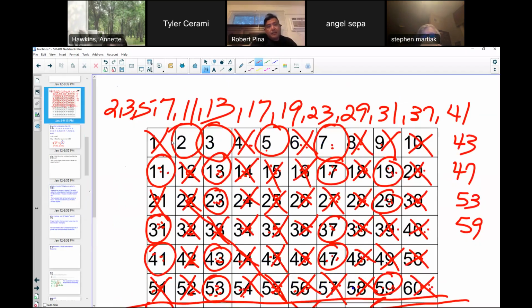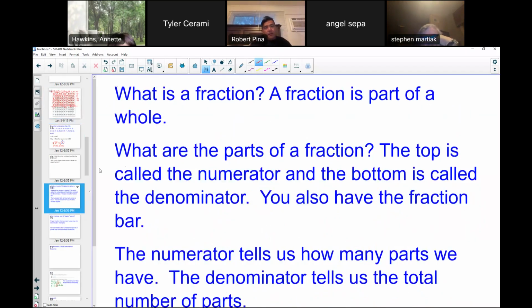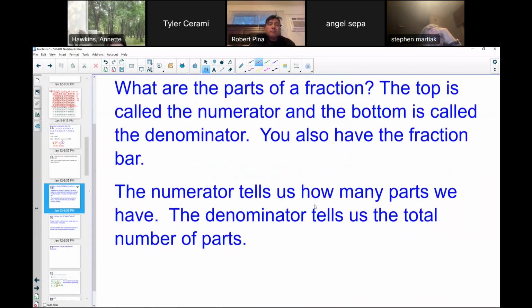Okay? All right, so let's talk about a fraction. What is a fraction? A fraction is part of a whole. What are the parts of a fraction? You have the top, that's called the numerator, and the bottom is called the denominator, and you also have the fraction bar. The numerator tells us how many parts we have. The denominator tells us the total number of parts.